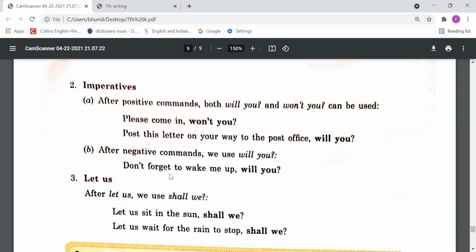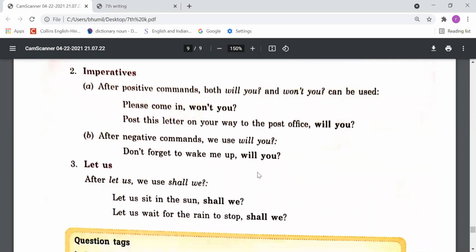Like, don't forget to wake me up, will you? You can't say here, won't you? But if the sentence is positive, you can make a positive or negative question tag. If the sentence is in negative form, then you can make only a positive question tag.